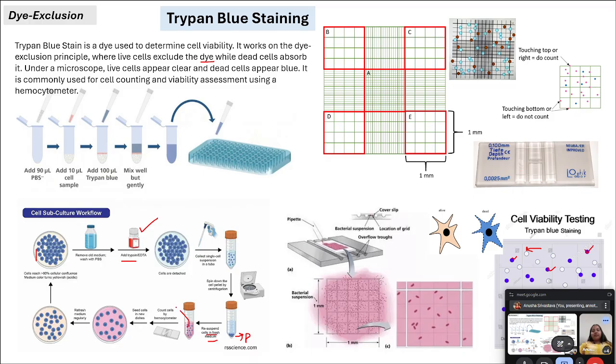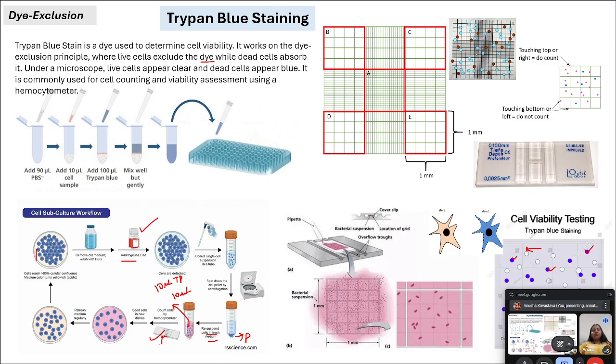Now you'll take 10 ml of this, what you do is you take 10 ml of this cell suspension, and to this you add 10 ml of trypan blue dye. Mix it well and then add it here in this hemocytometer.